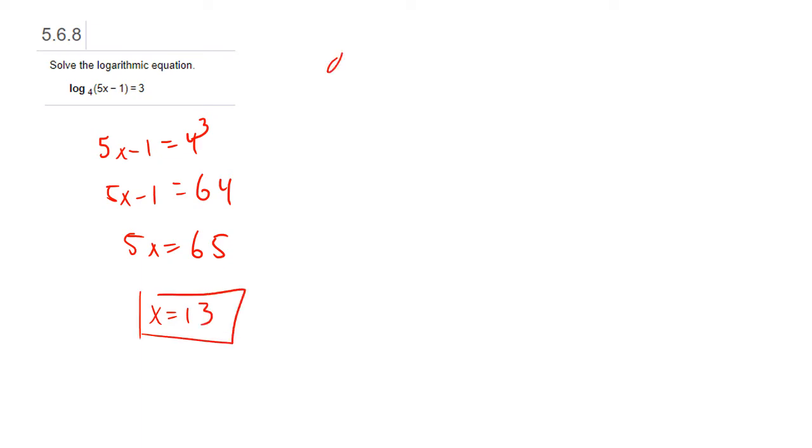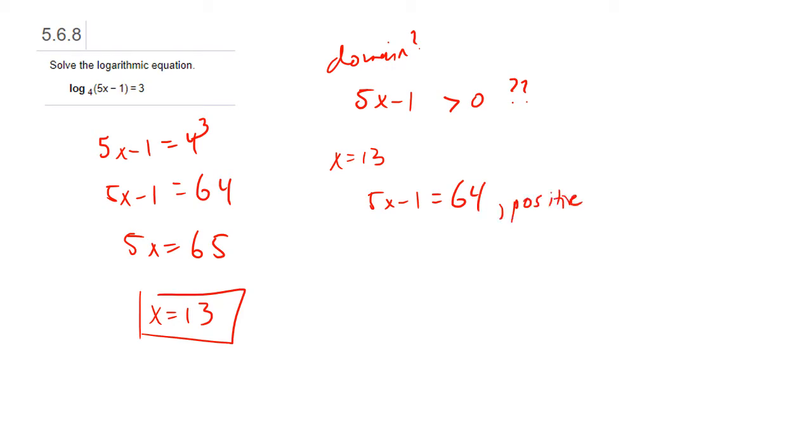Now let's just verify that the solution we found is properly in the domain of the original function. So up at top, we're taking the log base 4 of 5x minus 1. In other words, 5x minus 1 had better be positive. We can only take logarithms of positive numbers. Well, if x equals 13, 5x minus 1 is equal to 64, which is positive, no problem. So this is a solution and it is in the domain.